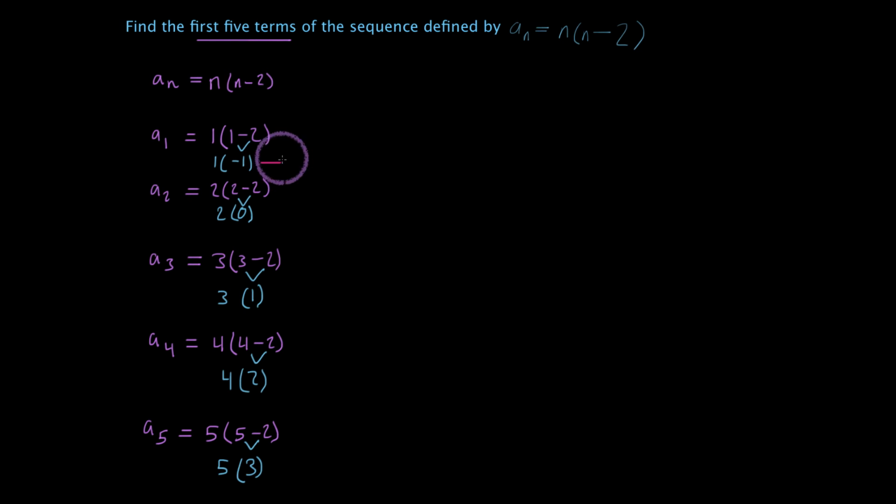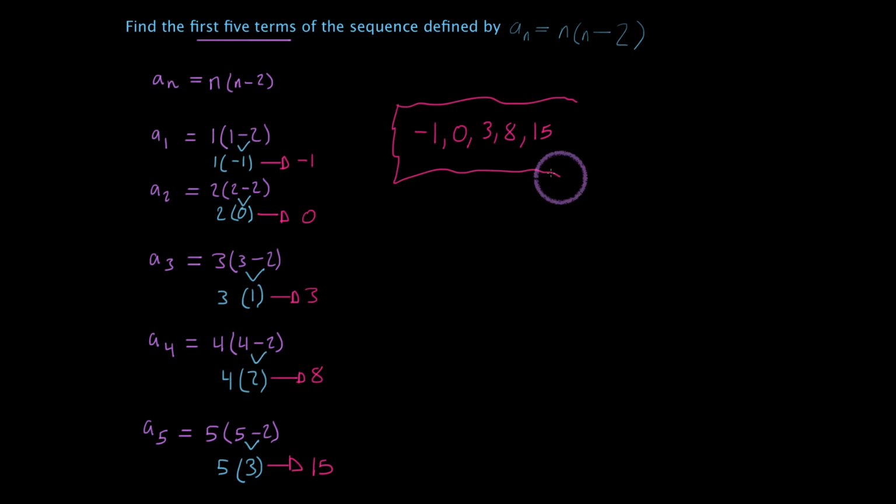Okay, so 1 times negative 1 gives a value of negative 1. 2 times 0 is 0. 3 times 1, I get 3. 4 times 2, I get 8 here. And 5 times 3 will give me 15. Now I can take all these values and write them in a list, just to organize them. So negative 1, 0, 3, 8, and 15. And then I can box this information up here. Cool stuff. So I found the first 5 terms in the sequence.